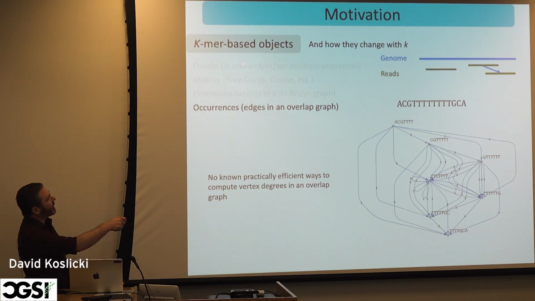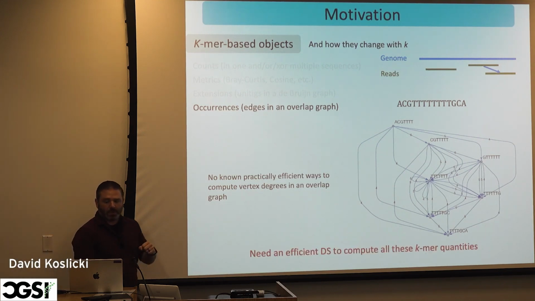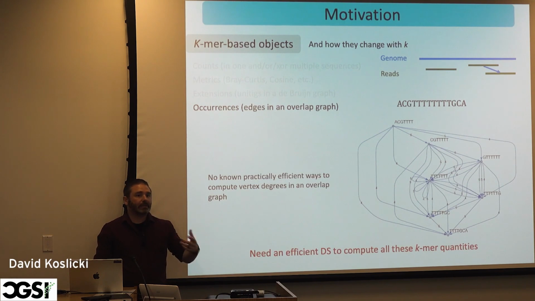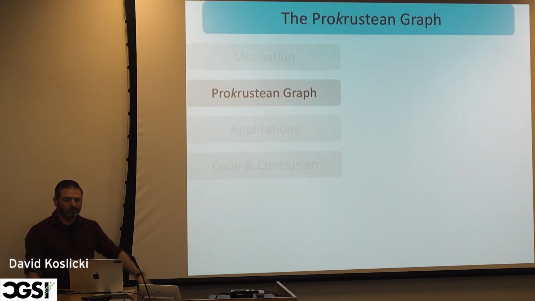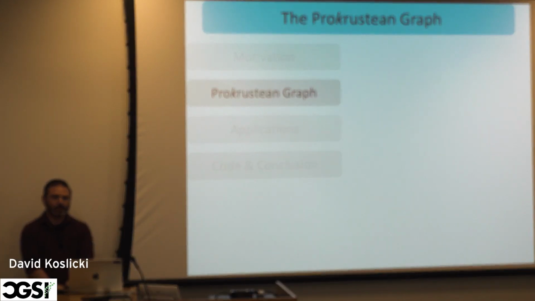Okay, so in some areas, these k-mer-based objects are easy to describe as a function of k. Other ones, it's more difficult. So we need a data structure that's going to allow us to compute these sorts of quantities efficiently for all k sizes. And so that is our Prokrustean graph.